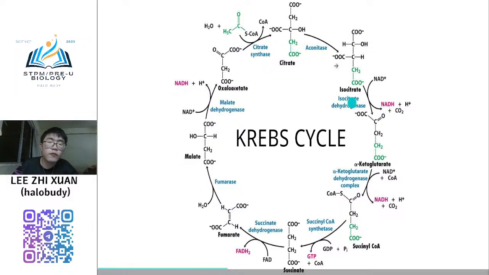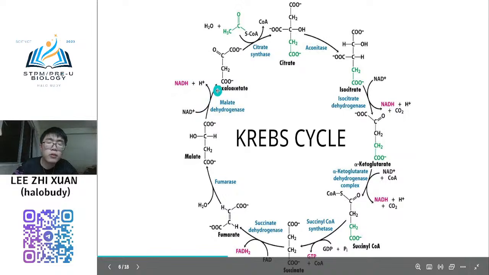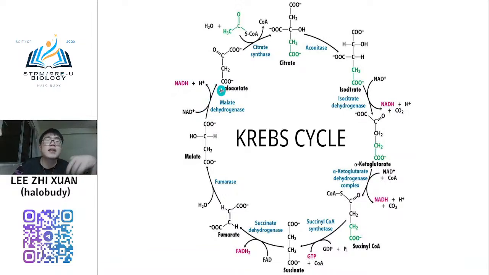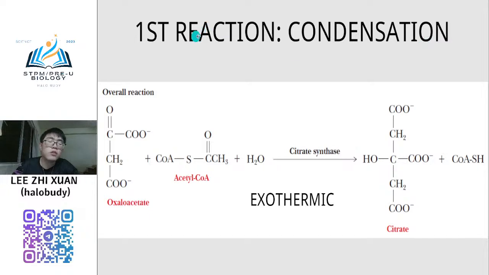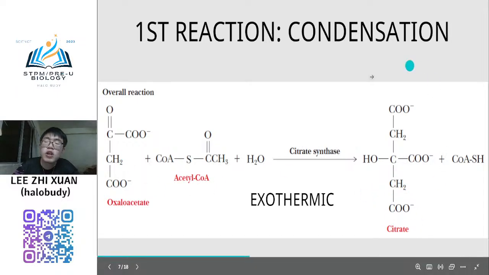So where is the first reaction? We see where acetyl-CoA is. Acetyl-CoA is here. When acetyl-CoA enters the mitochondrial matrix, it will react with oxaloacetate. This is the first reaction, known as condensation. The oxaloacetate and acetyl-CoA will be condensed to form a citrate molecule.